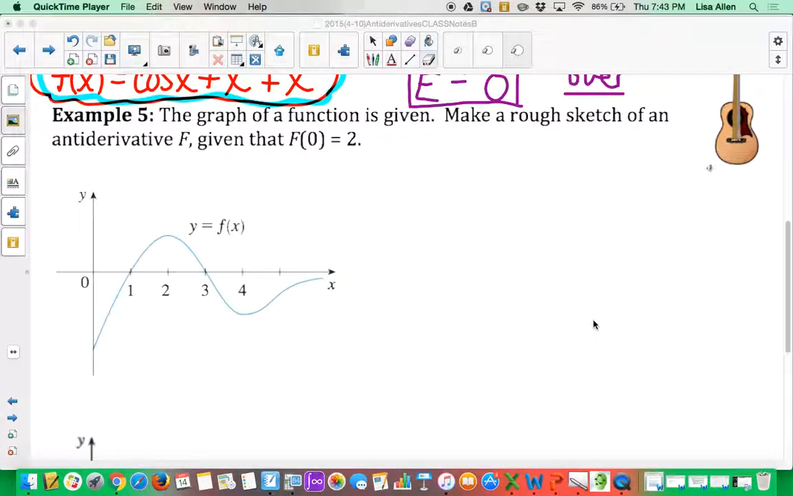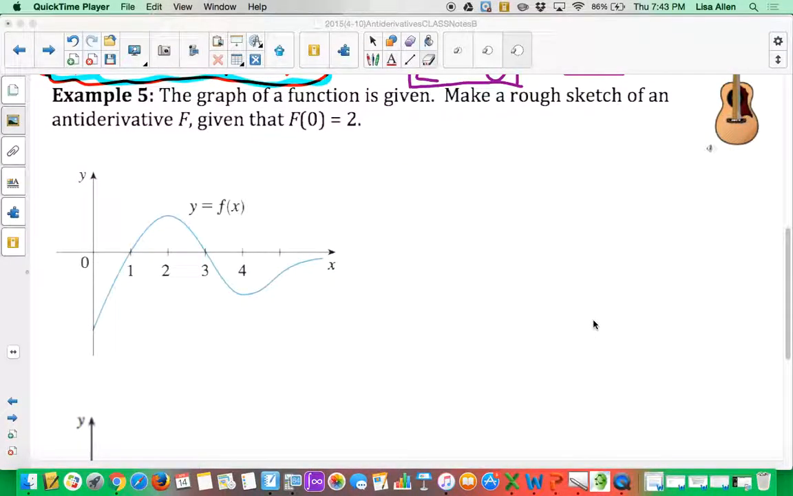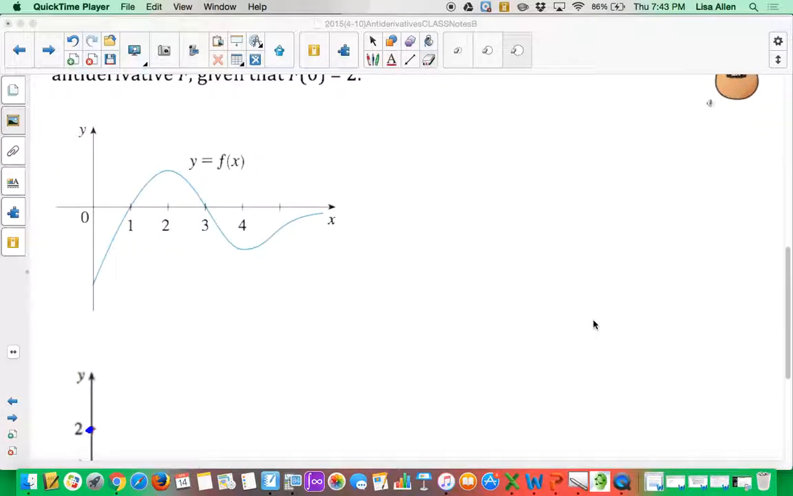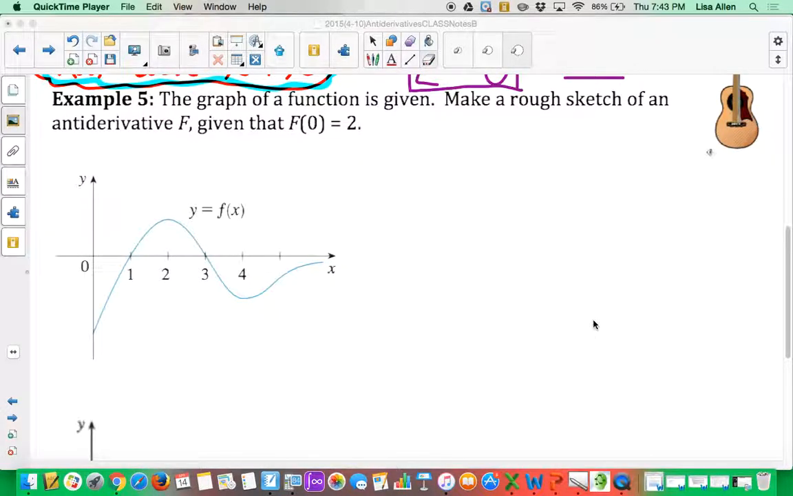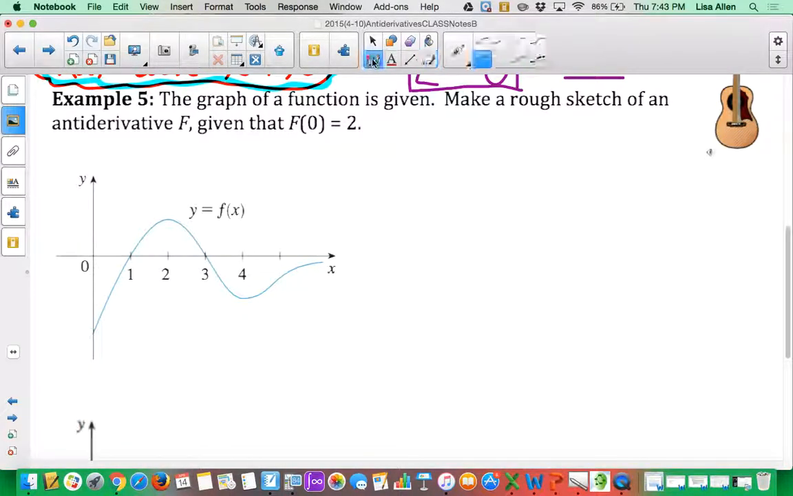So the next example that we're going to do is we're going to graph a function, capital F of x, and it says the graph of a function is given. Make a rough sketch of an antiderivative, capital F, given that capital F of 0 is equal to 2. So I'm going to say we want to graph capital F of x down below, but in order to graph an antiderivative, I start to think of lowercase f of x as if it is the derivative graph and I'm undoing the derivative to get the antiderivative.